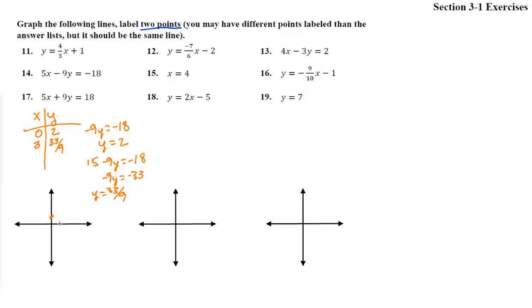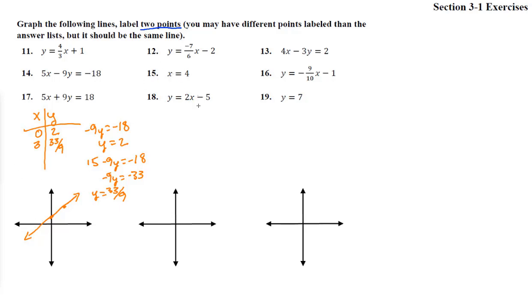33/9. So over 3 and up almost 4. So it looks about like that. There we go. And again, you could stick in any point for x and y and solve for that other one, and you'd be able to get that same line out.